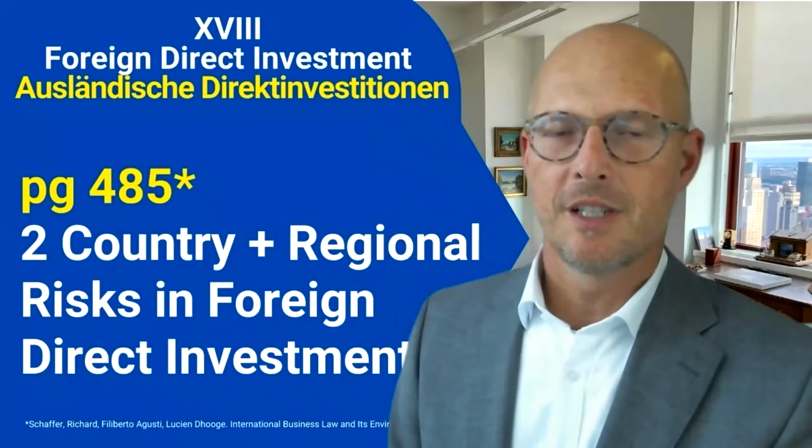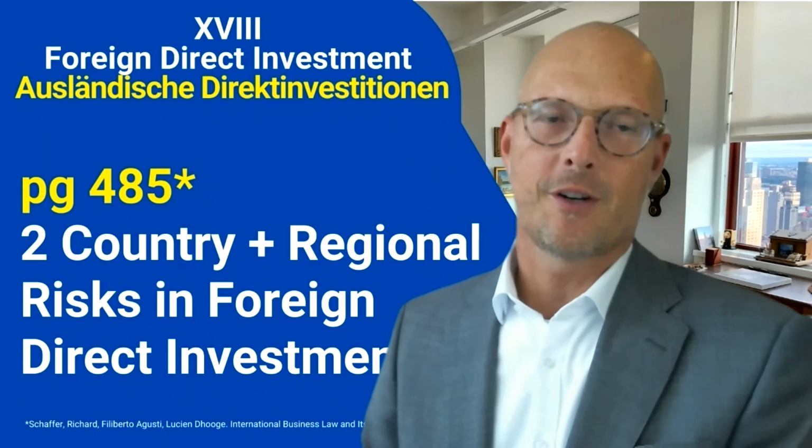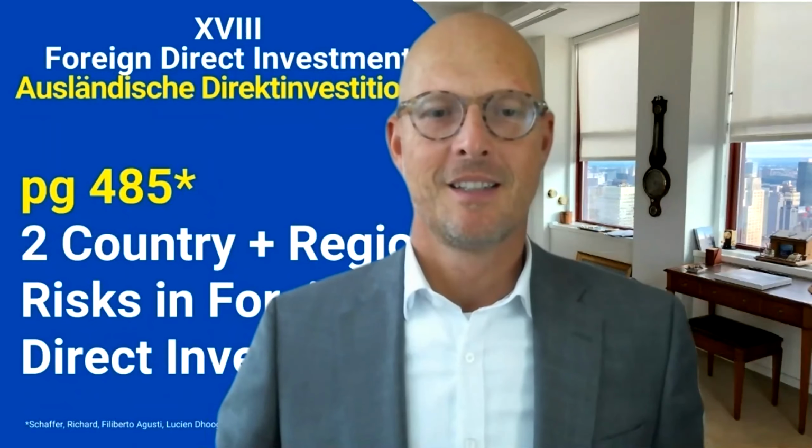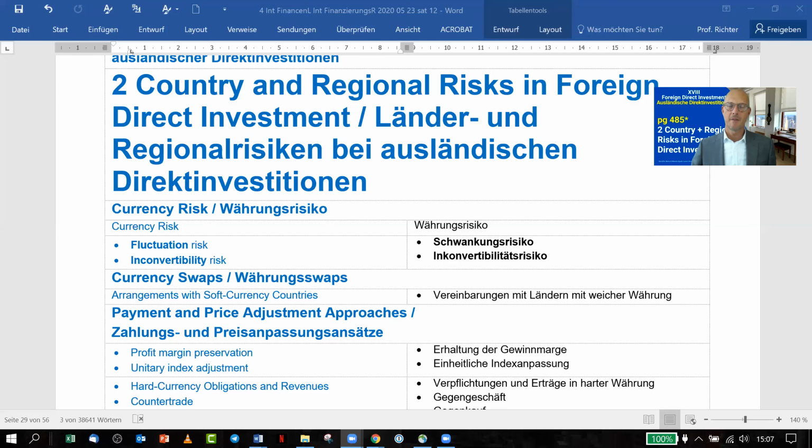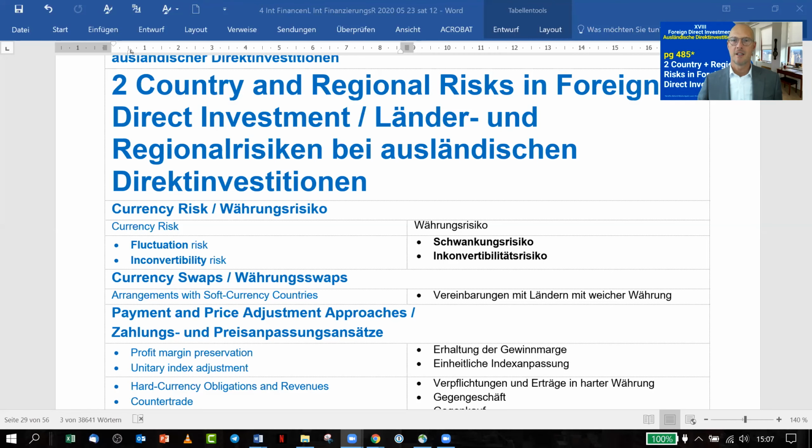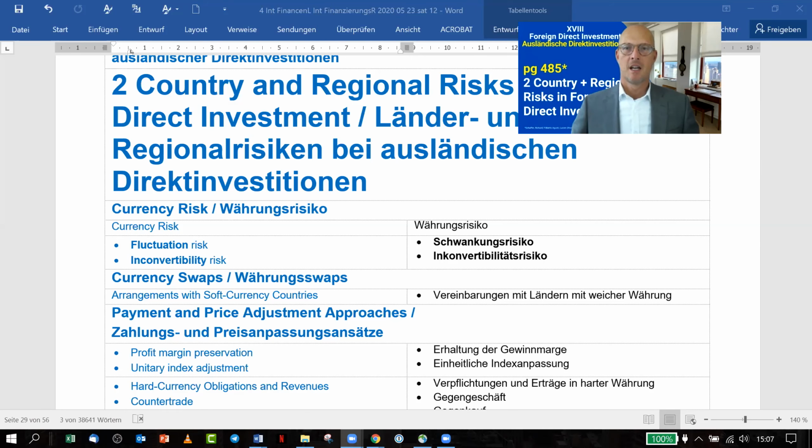What are the country and regional risks in foreign direct investment? Let's see. The book says that we mainly have these country and regional risks. So of course the currency.